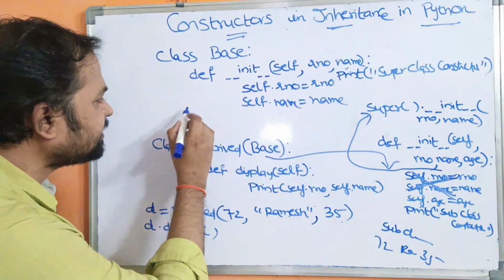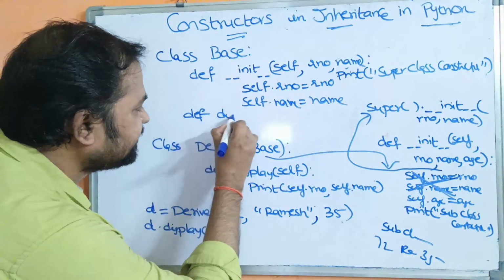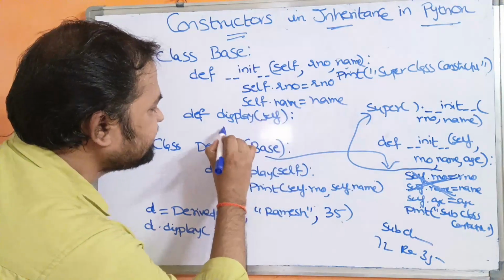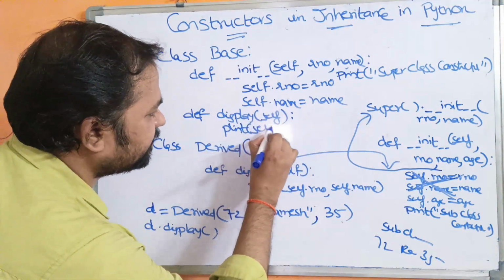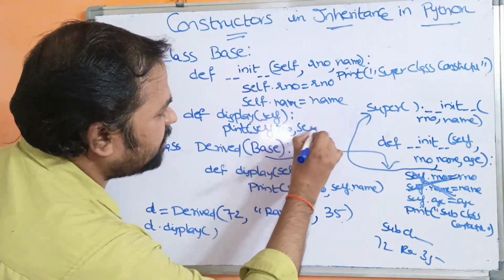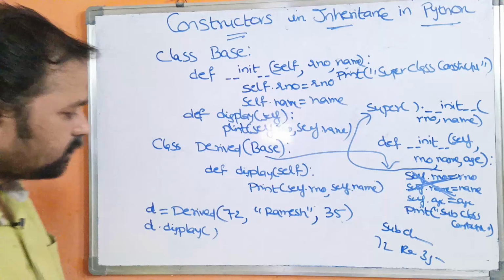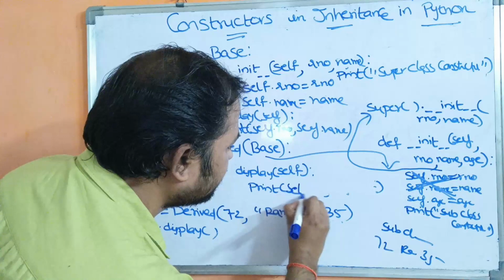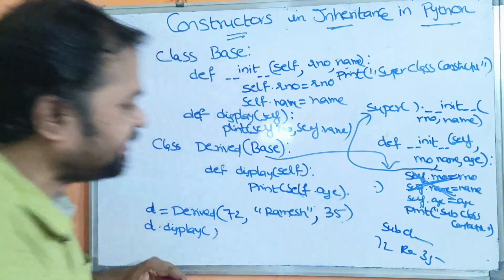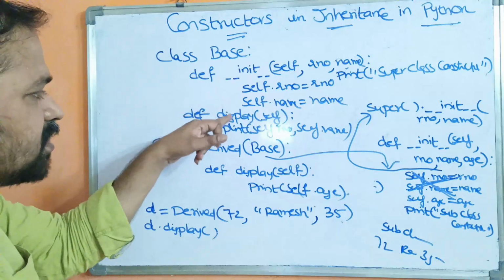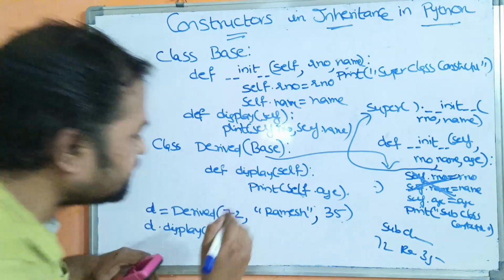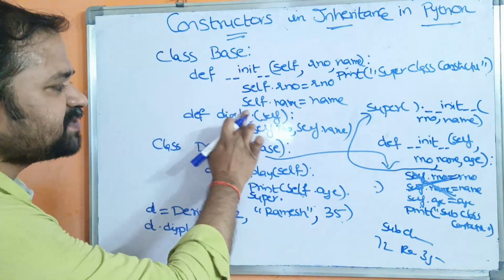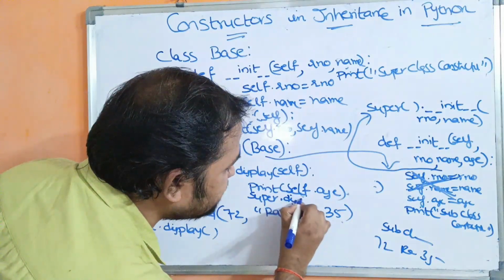Now let us have a method here. So def display, instead of display we can use some other name also. So self, let us display roll number and name here. Self.roll_number, self.name. Now there is no need to display roll number and name here. Let us display only print of self.age. Here if we want to call a superclass method from the subclass, we can use a statement called super.name of the method. Let the name of the method be dis. Then we can write super.dis.